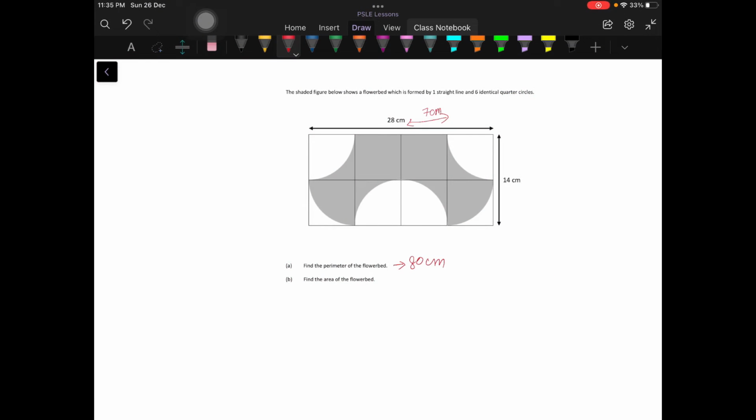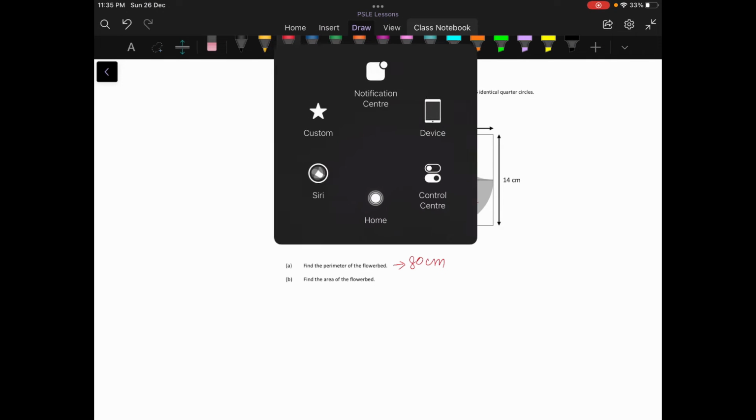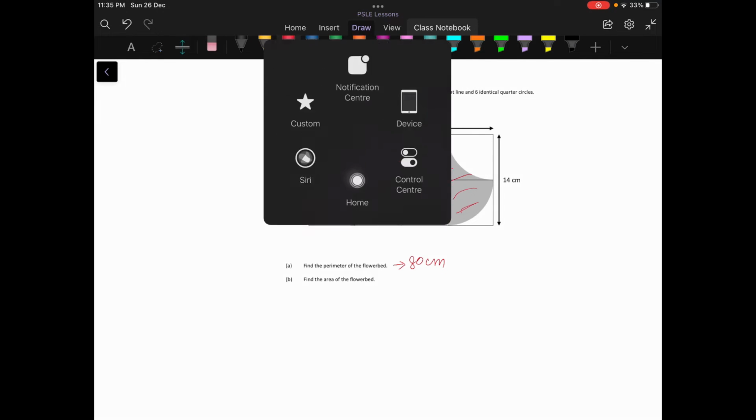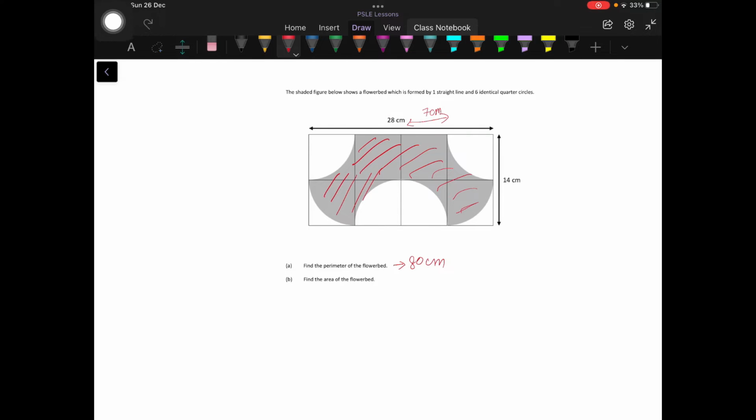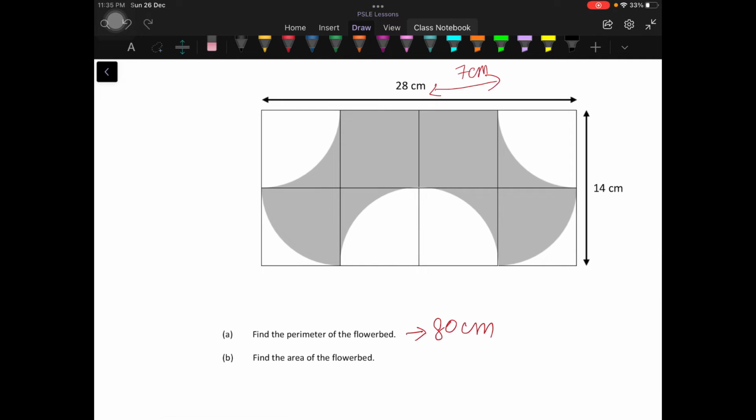So now for the second part, we have to find the area of the flower bed. And the area is just the area of the shaded region. The area of the flower bed is just the area of the shaded region. So now if you see, it's not much of a difficulty to solve this question. Okay. So now, although this figure looks pretty complicated, it's actually not that difficult.